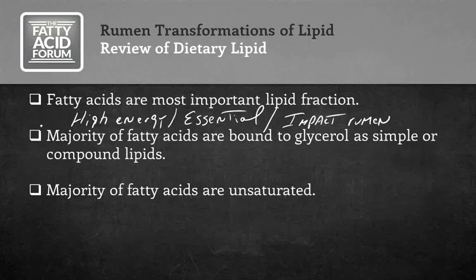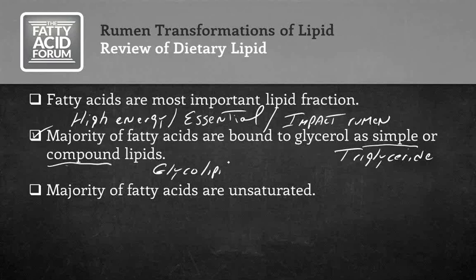Now, two important points to lead up to today's topic. The majority of the fatty acids that are in the feed are bound to glycerol as either simple or compound lipids. A good example of a simple lipid is a triglyceride, that is the primary lipid fraction in cereal grains like corn. Compound lipids, a good example, are glycolipids that contain a sugar or carbohydrate, and they are the primary lipid fraction in forages. But in both cases, fatty acids are bound to glycerol.